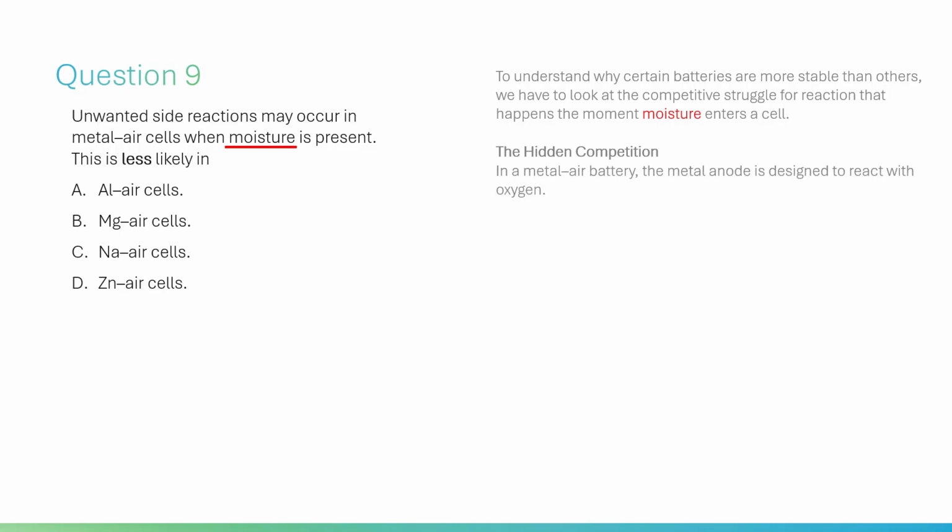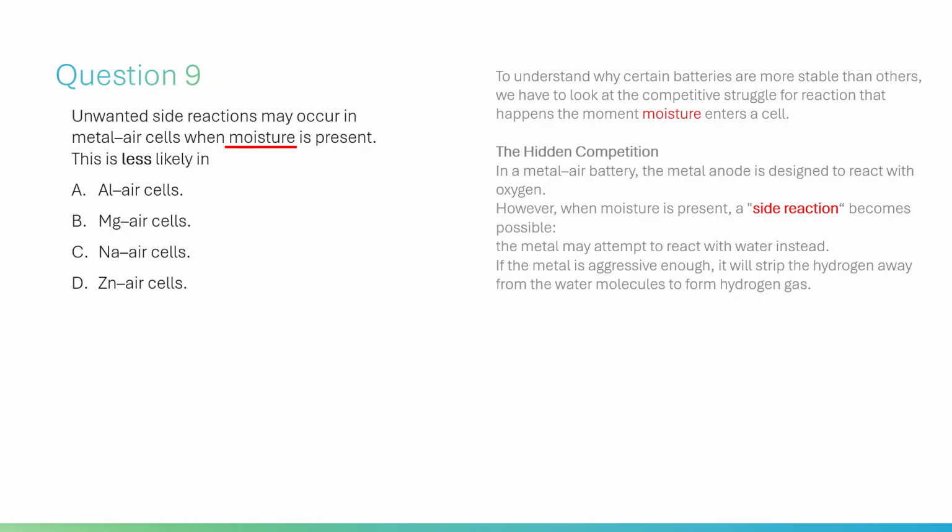However, when moisture is present, a side reaction becomes possible. The metal may attempt to react with water instead. If the metal is aggressive enough, it will strip the hydrogen away from the water molecules to form hydrogen gas. This not only wastes the metal, but can also cause the battery to swell or fail.